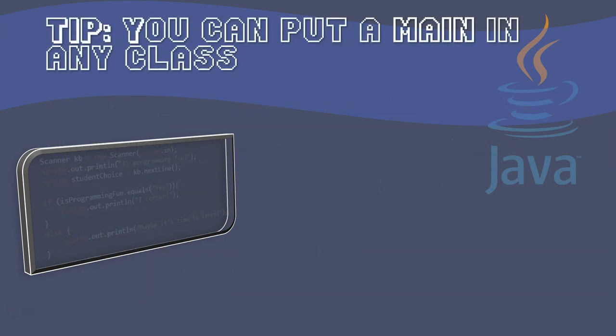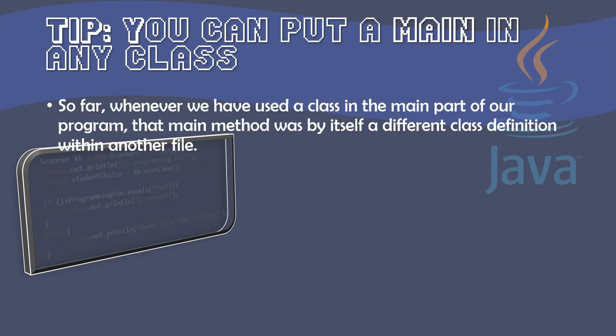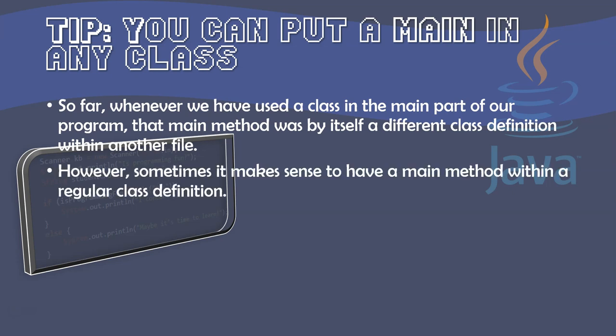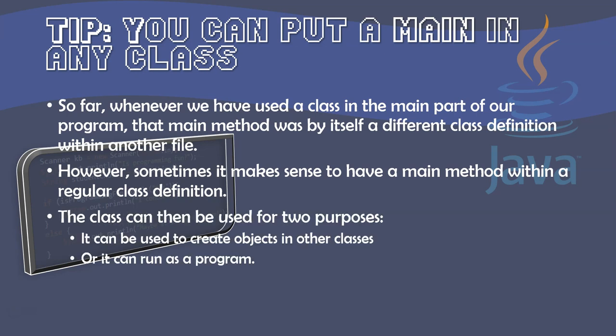Now, one quick tip is that you can put a main, and we're referring to the main method, in any class. So up to this point, whenever we used a class in the main part of our program, the main method was by itself a different class definition within a file. So anytime we created a class, it was its own file, and then we had a main program that went and did all its things. However, sometimes it can make sense to have a main method within a regular class definition. When we do this, it gives the class two purposes. It can be used to create objects of other classes, or it can also just run itself as a program.